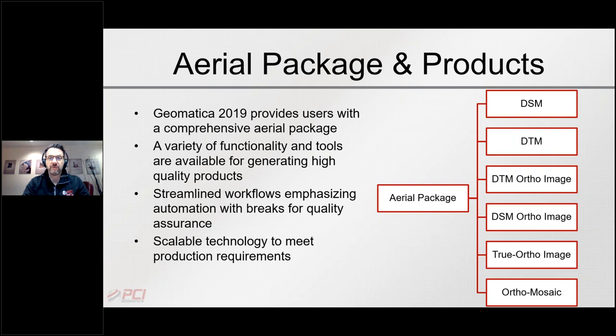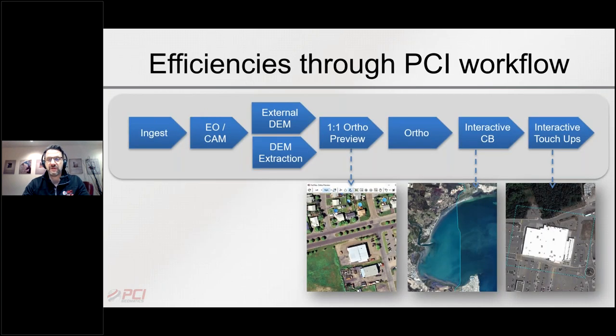So we can extract one-to-one DSMs, we can filter the DSMs to DTMs. You then have the option as a user to produce a DTM ortho image or a DSM ortho image. And if you have building models, you can of course do true ortho images with building models and ortho mosaicing and so on. So this technology has been developed over the last number of years and is quite advanced.